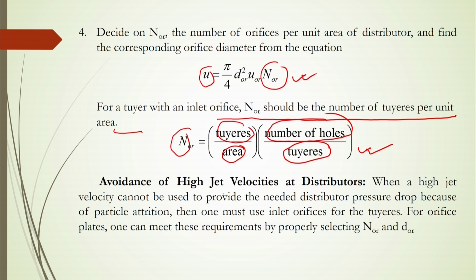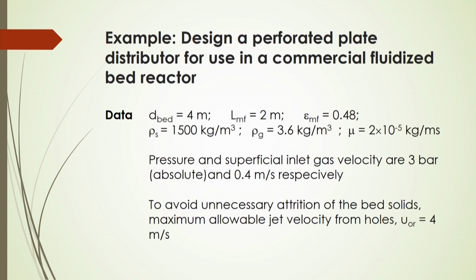Now, a very interesting point that you have to note down is the avoidance of high jet velocity in a distributor. When a high jet velocity cannot be used to provide the needed distributor pressure drop because of particle attrition, then one must use inlet orifices for the Tuyeres. For orifice plates, one can meet these requirements by properly selecting this NOR and DOR.